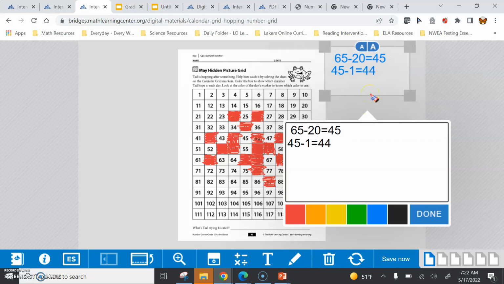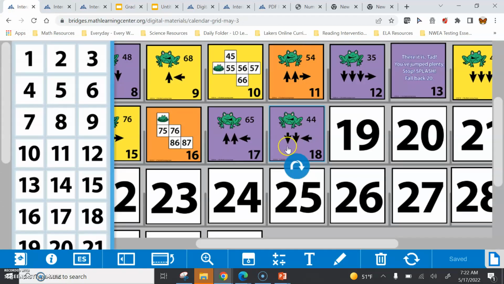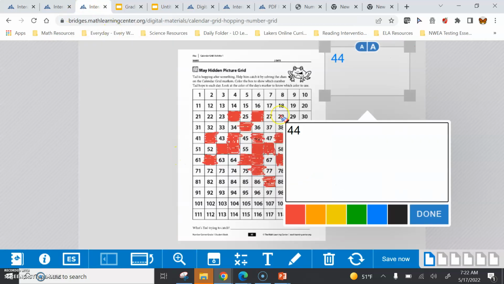So Tad was on 44. We'll start there. 44. He went down. Let's look at it again. He went down 2 and to the left 1. So we went down 2, 44, and he goes down 10, 20. Ooh. So we are adding 20, which puts us at 64.